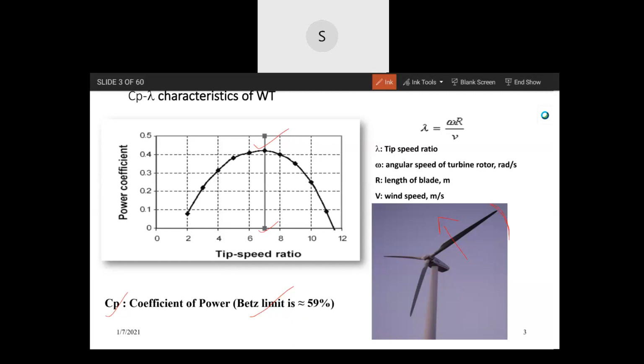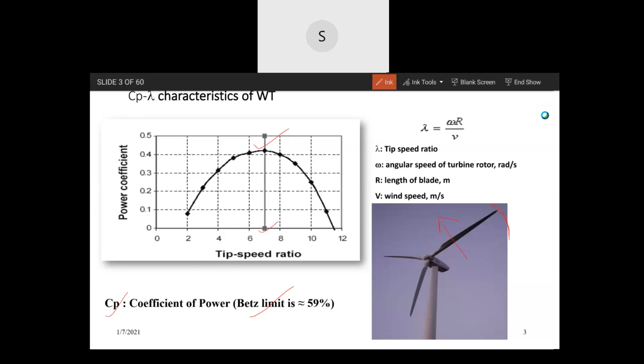So the theoretical limit is 59%. Practically or commercially, 50% of power coefficient is made available in the large turbines available. Yeah. So this is the characteristic of the turbine.